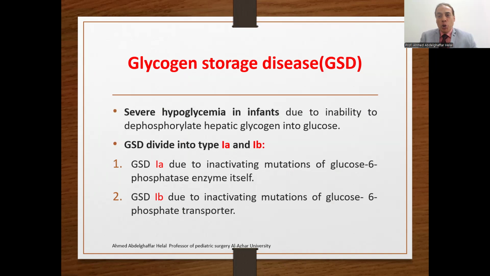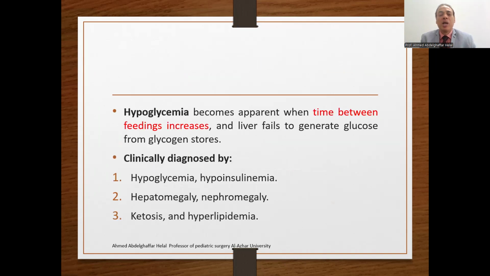Now we will speak shortly about glycogen storage disease. It is a severe hypoglycemia due to inability of the liver to dephosphorylate the hepatic glycogen into glucose. It may be type 1a, due to an inactivating mutation of the glucose 6-phosphatase enzyme, or type 1b, an inactivating mutation of the glucose 6-phosphate transporter.